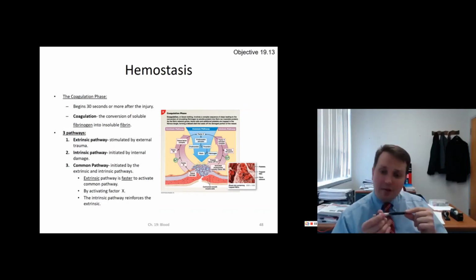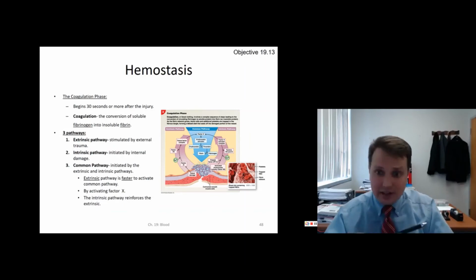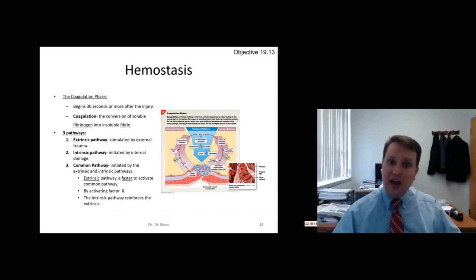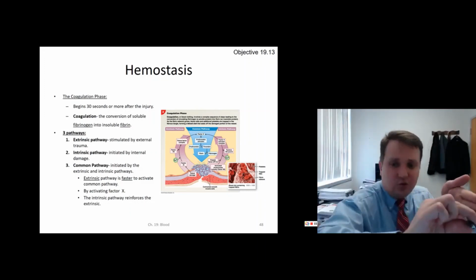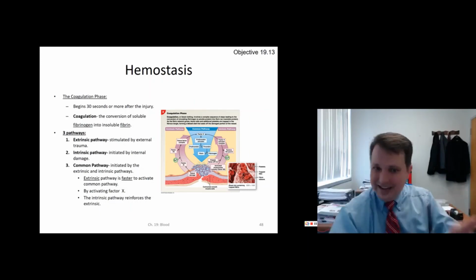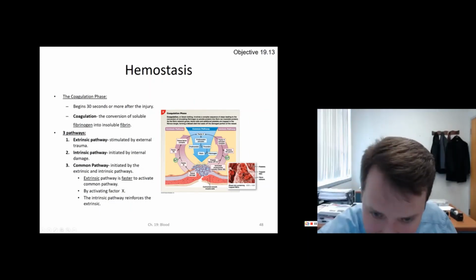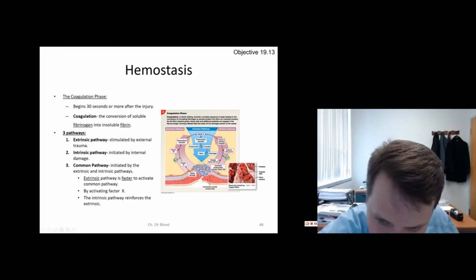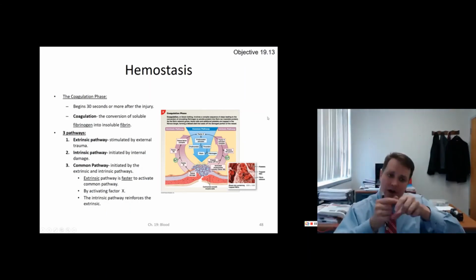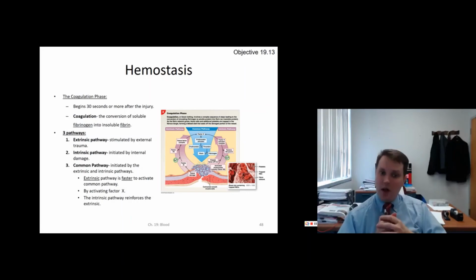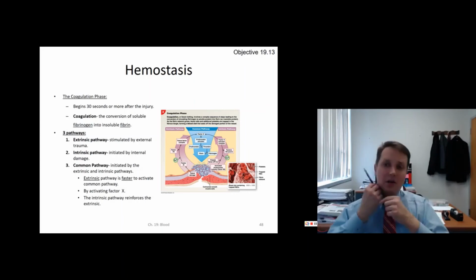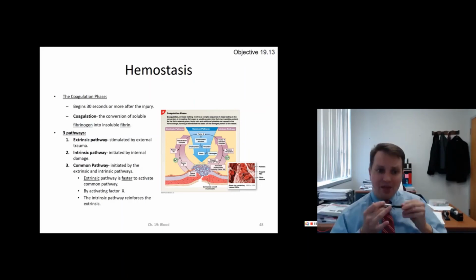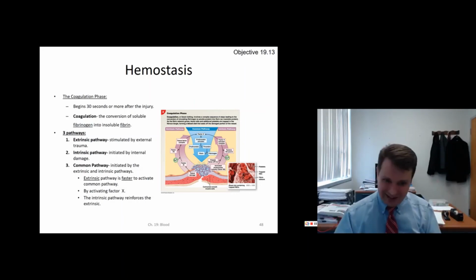Intrinsic pathway is internal damage. What would that be? Let's say you were doing a cannulation or a catheterization, and the tube, as it went in, scraped the blood vessel's wall and removed the lining cells, the simple squamous endothelium here. That would open up the clotting pathway as well. So like a cannula, a line being put into a blood vessel, things like that, okay? And this would initiate the intrinsic, internal damage.